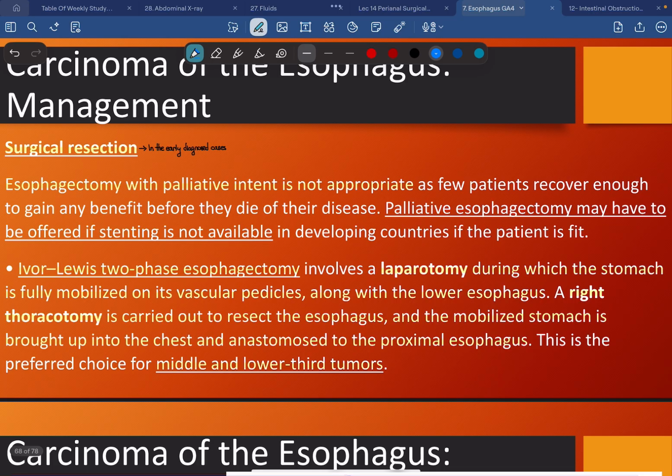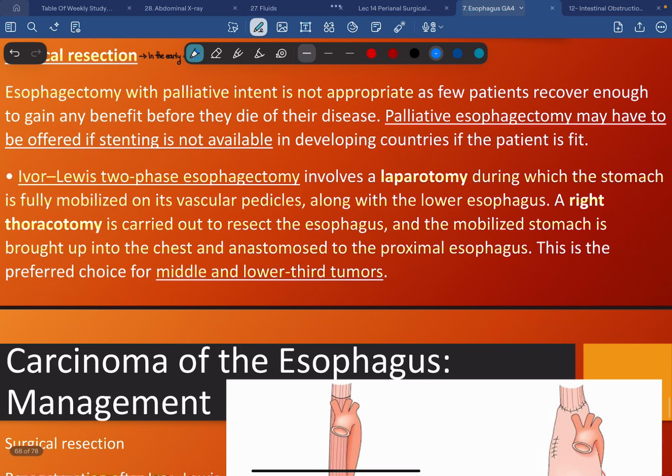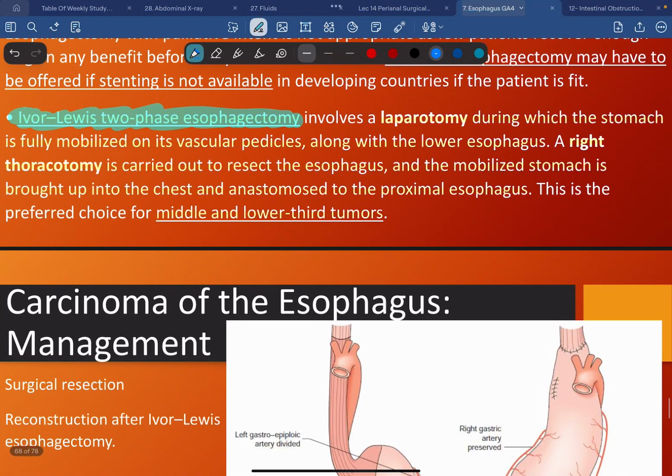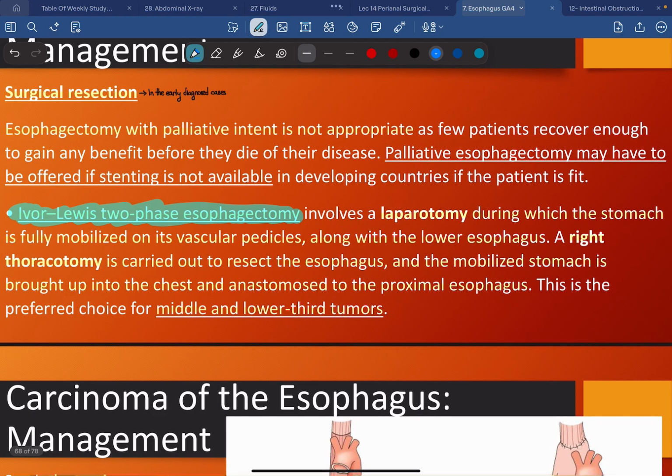The main operation of the esophagus is the resection of the esophagus in a two-stage esophagectomy. It's called the Ivor-Lewis operation. Laparotomy first to mobilize the stomach on the vascular pedicles of the right gastric and right gastroepiploic, while the left gastric and the left gastroepiploic are sacrificed to be able to mobilize the stomach and pull it up. Then, after that, we do a right thoracotomy to mobilize the esophagus and resect it, pull up the mobilized stomach into the chest, and anastomose the mobilized stomach to the upper esophagus.